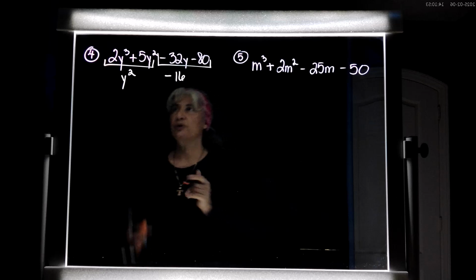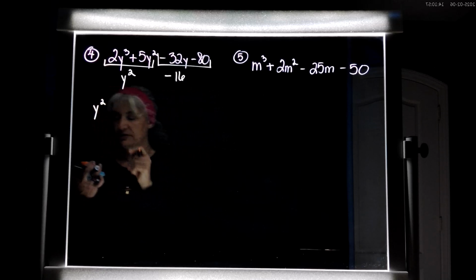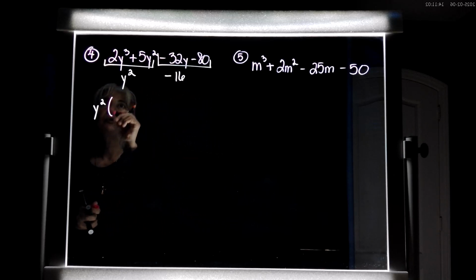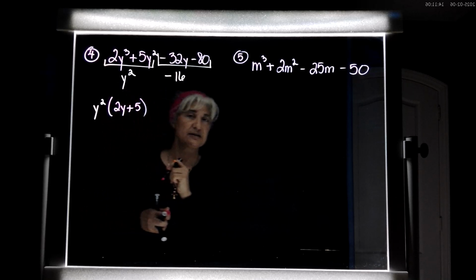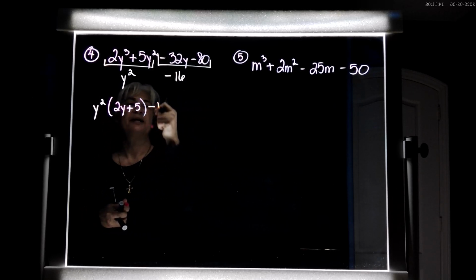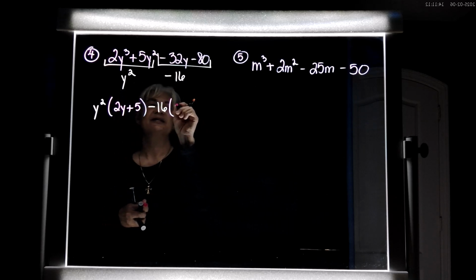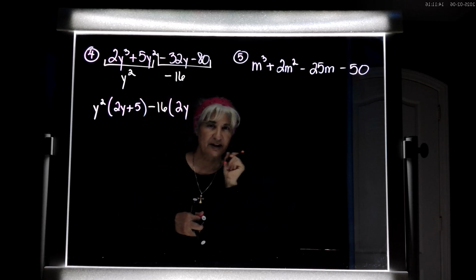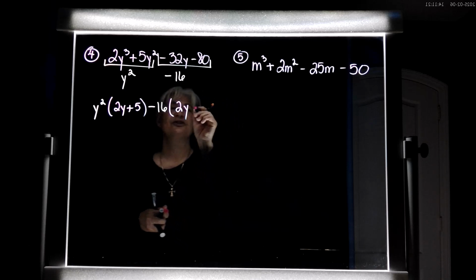Good? Okay, so let's see. You took out a y squared, then you end up with 2y plus 5, right? You took out a minus 16. What remains? Good, that's a positive 2y. And what's a negative 80 divided by a negative 16? Stay off the calculator. Stay off the calculator. Good, plus 5.